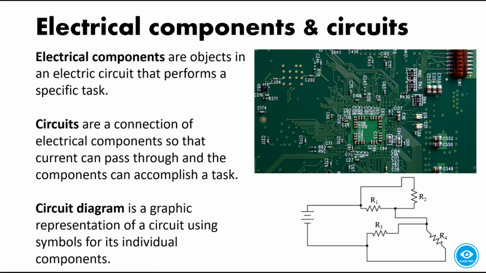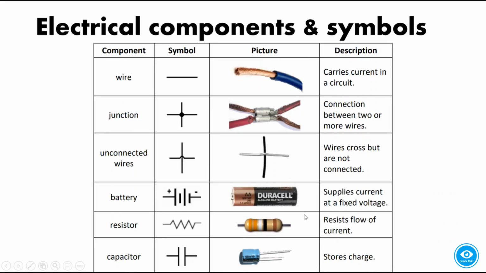But for our purposes, we're going to be using a circuit diagram, which looks like this on the bottom. And each of these different squiggly lines or dots or parallel lines all represent different components. So here are some common symbols for our electrical components.